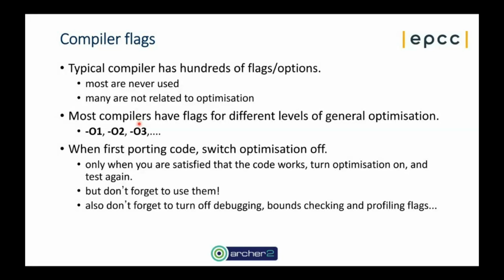So, cut a long story short, when you're developing your code, when you're writing new code, it's often good practice not to have compiler optimization turned on. So turn optimization level 0, so minus capital O0, just to make sure that whilst you're developing and testing the code, you've got a good handle on the correctness of your results. You're not having results that are being modified by the compiler and its optimizations.